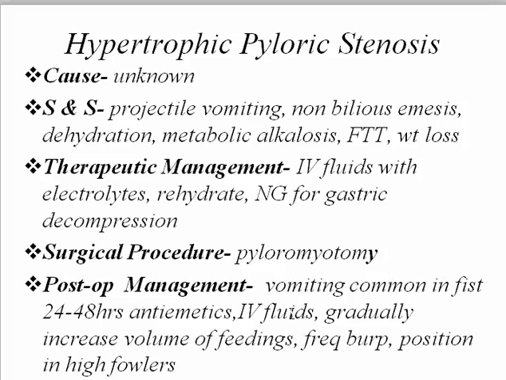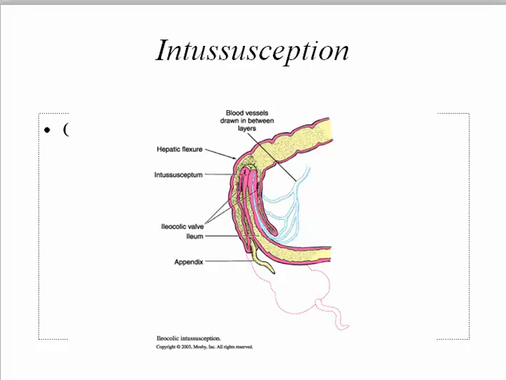Post-op management would be: vomiting is really not uncommon during the first 24 to 48 hours. You would give them antiemetics and IV fluids. You would monitor the vitals, their intake and output, and electrolytes. And then for feedings, you start them off with very small quantities at frequent intervals, and you would burp them frequently. And it's not uncommon that they would vomit post-operatively. Okay, so now we're going to move on and talk about intussusception.